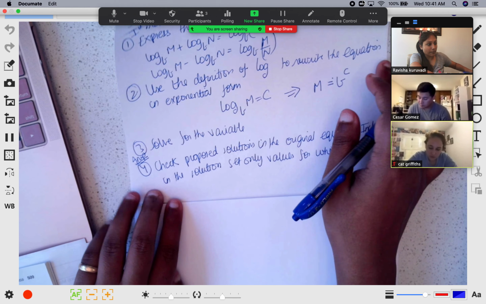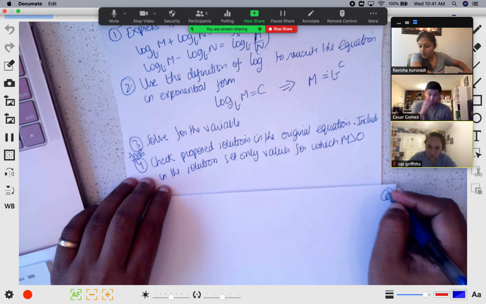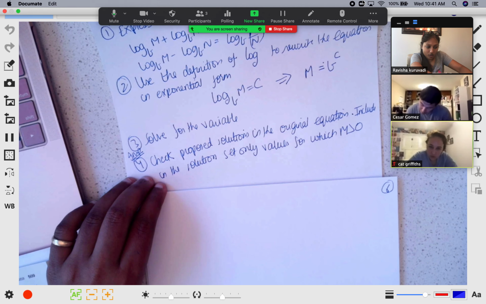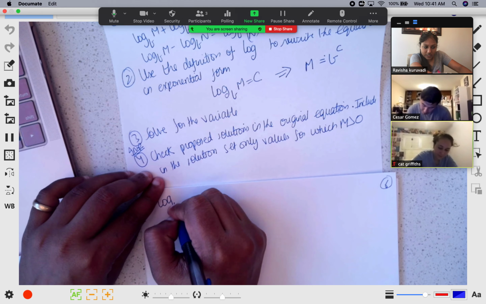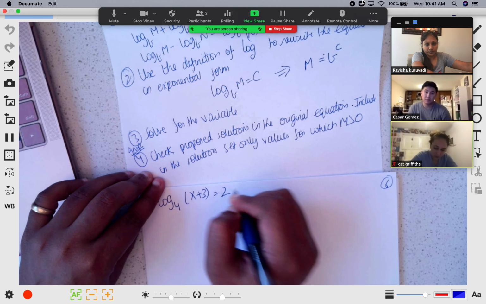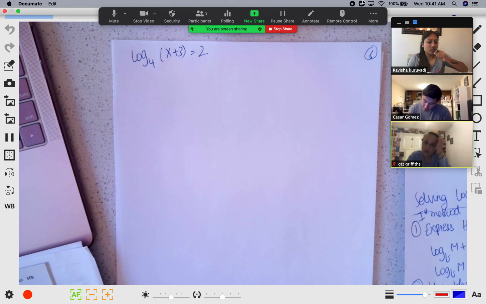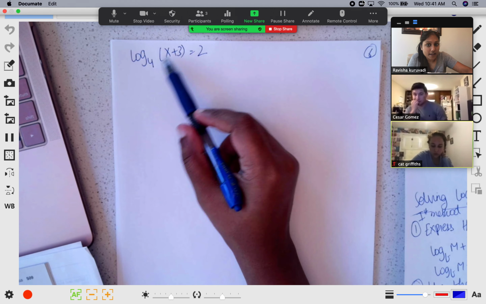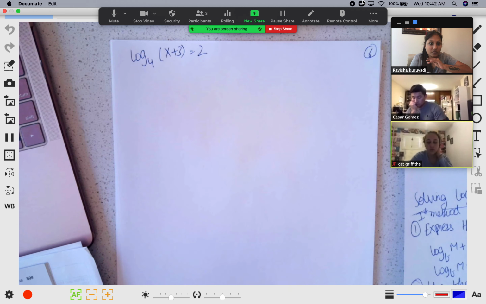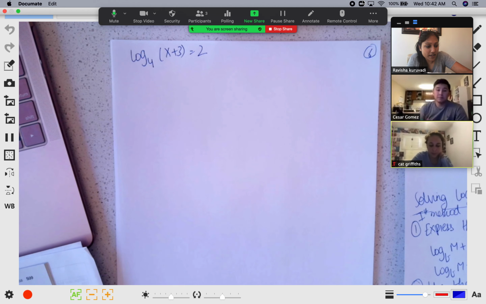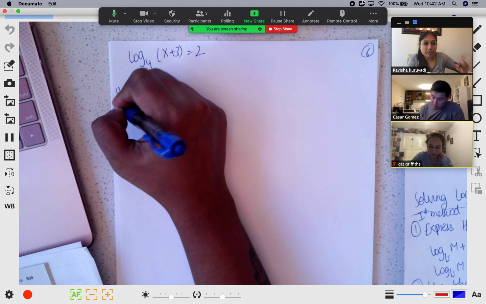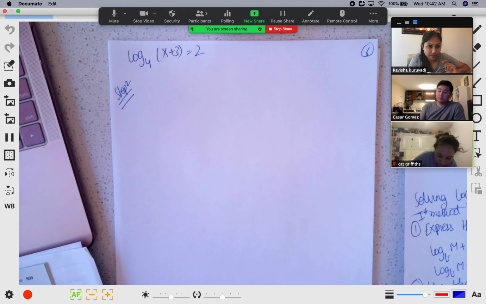Okay, so let's do an example here. Okay, so you have log base 4 of x plus 3 is equal to 2. In this case, I already have log on one side and constant on the other side. I don't have to rearrange or do anything. So I move to my step 2. I have to convert my logarithmic into exponential. Kat, what do you think? How will you convert it?